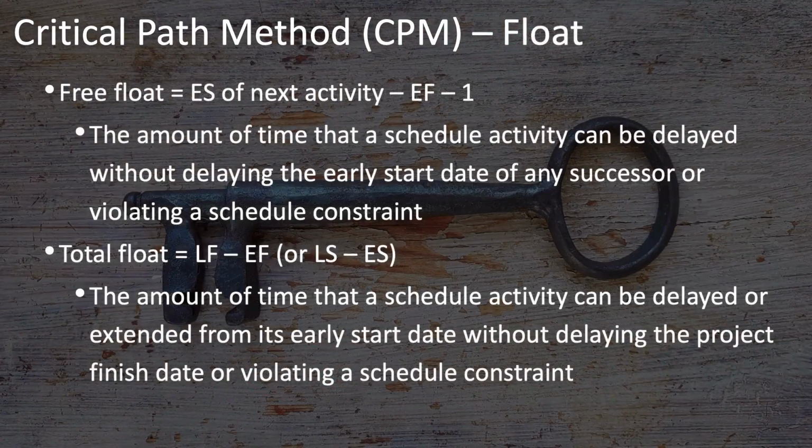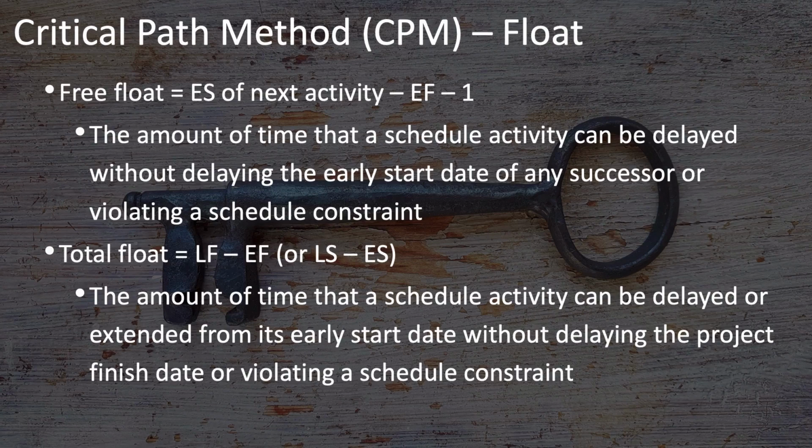Now it's time to define float. There are 2 types of float, free float and total float. Free float is the amount of time that a scheduled activity can be delayed without delaying the early start date of any successor or violating any other schedule constraint. In other words, how much could this activity slip without delaying the next activity or activities in the schedule? That's the amount of free float.